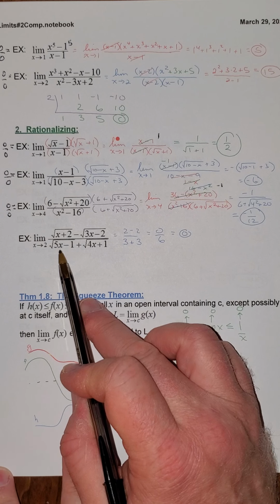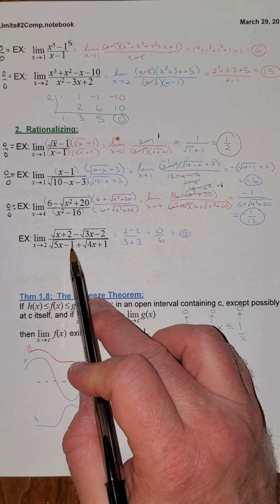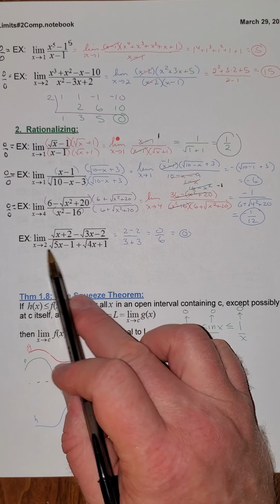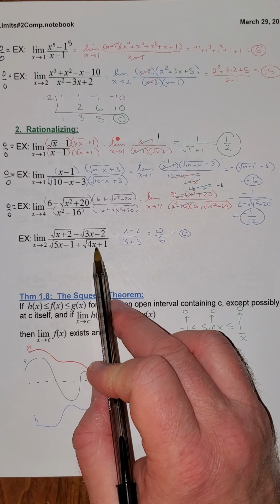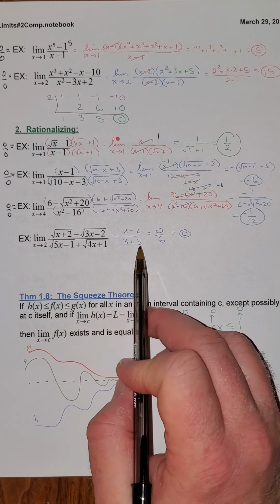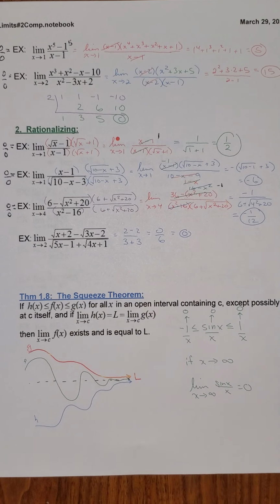Plug in 2. This would be the square root of 10 minus 1, which is 9. Square root of 9 is 3. That says plus. So I plug in the 2. 4 times 2 is 8 plus 1 is 9. Square root of 9 is 3. I get 3 plus 3. That's 6. Wait a minute. That's not an indeterminate form. I know what 0 divided by 6 is.